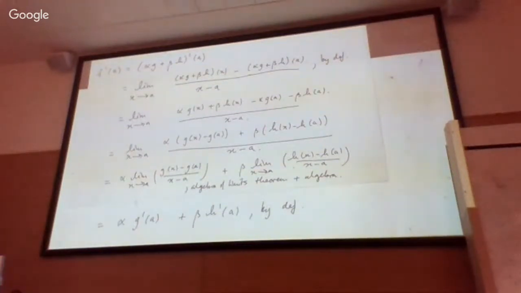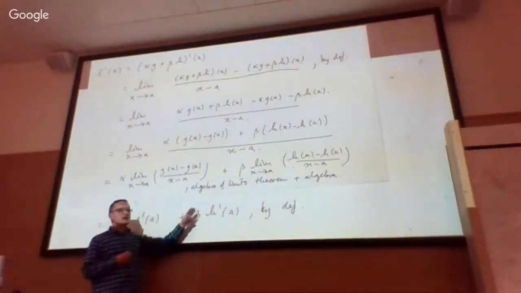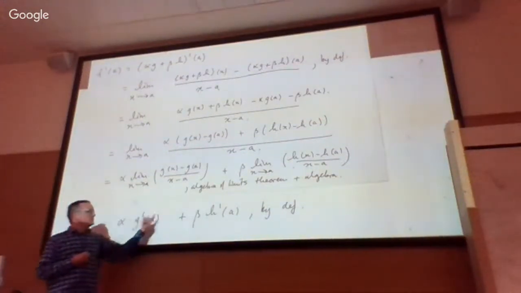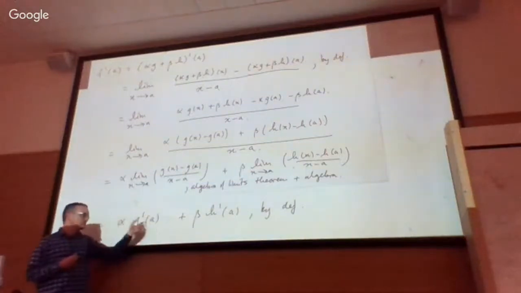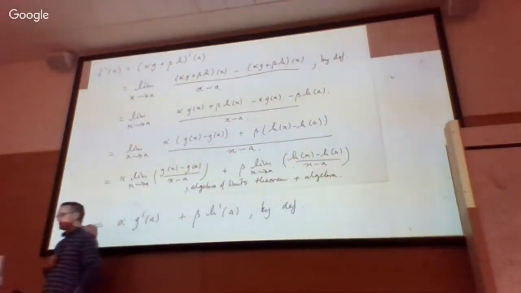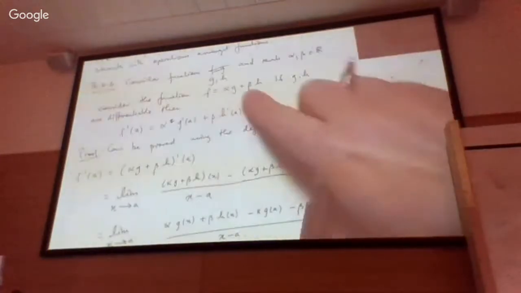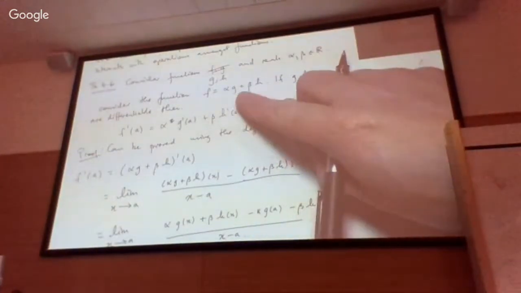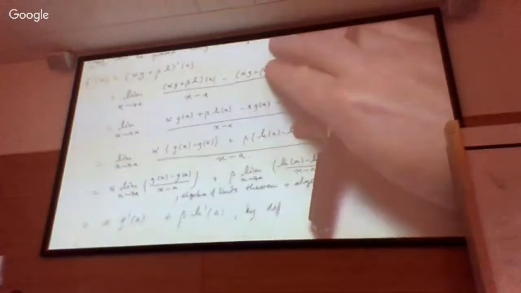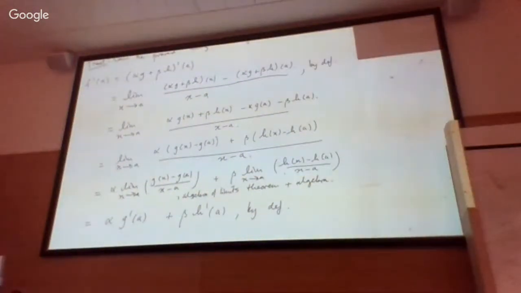The derivative of f, evaluated at the point a, is exactly the linear combination of the derivatives of the functions g and h. And f was that very same linear combination of the functions g and h. Alpha g was g. So we know now that the derivative is linear.